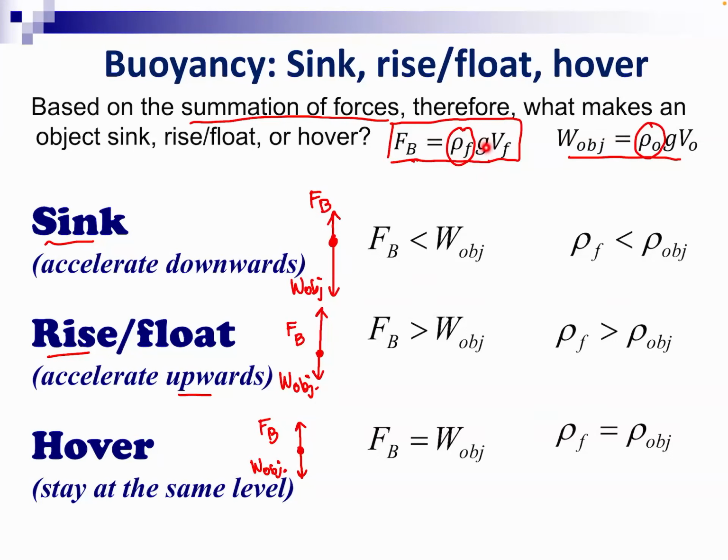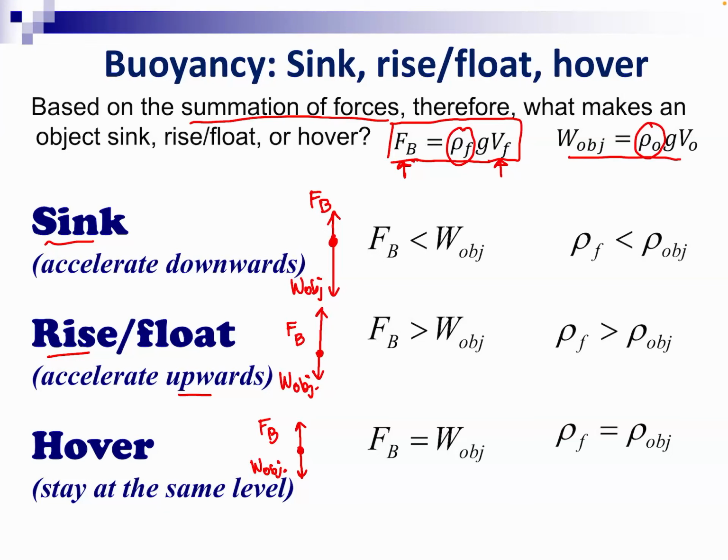G is of course constant, so you also know what G is. So the only real obstacle in finding the buoyancy force is finding the volume of the fluid that's displaced by the object, right? Okay, so to find the buoyancy force, you need to find the volume of the fluid that is displaced by the object.